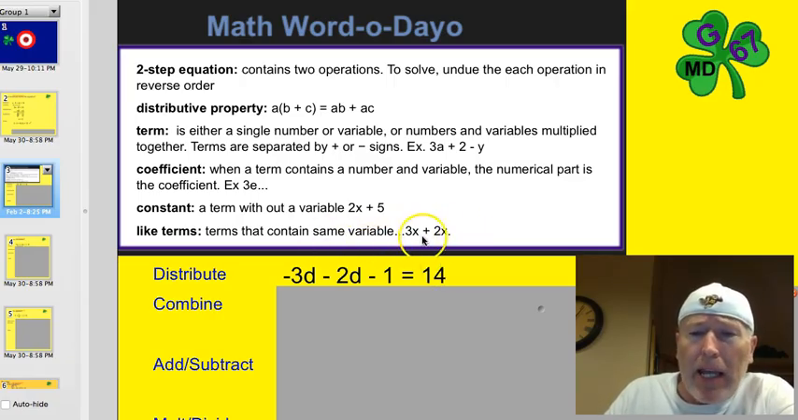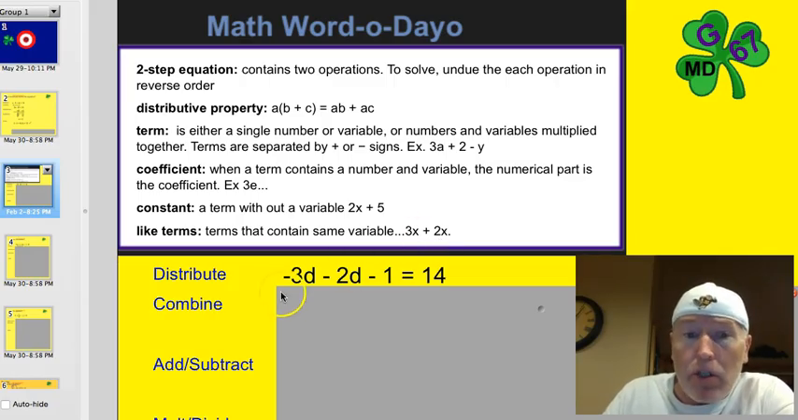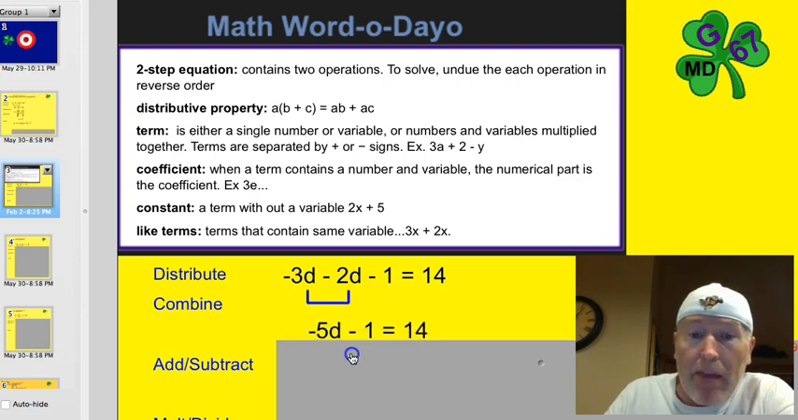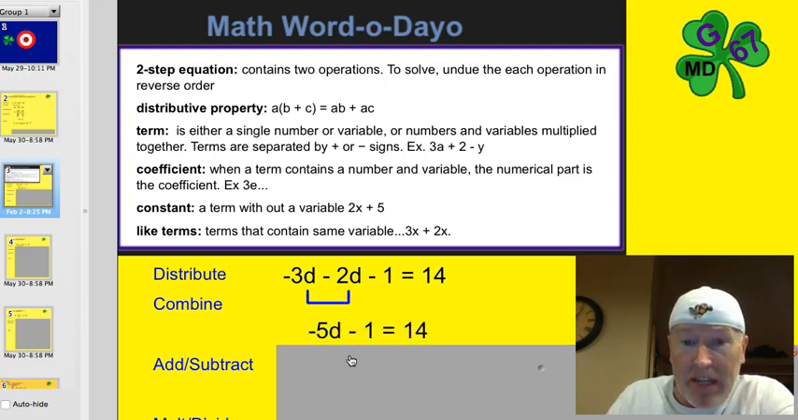All right, and then like terms are things like 3x and 2x, terms that we can add together to make 5x. So let's just start right here. We don't have a distributive property, but we can combine some like terms here because we have a minus 3D and a minus 2D. If we add that together, we have a minus 5D.